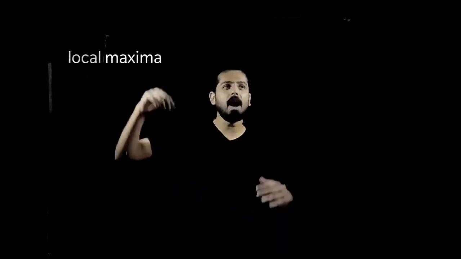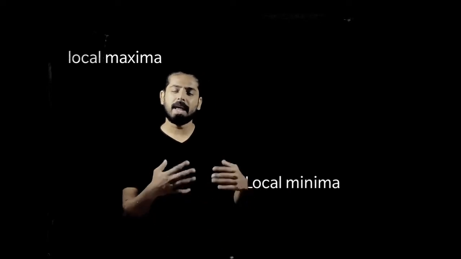In the last class we were discussing local maxima and local minima through an example of making a cardboard box out of a cardboard sheet. In this class we are going to discuss the same topic in detail.